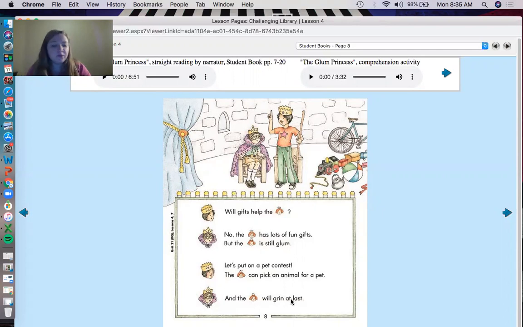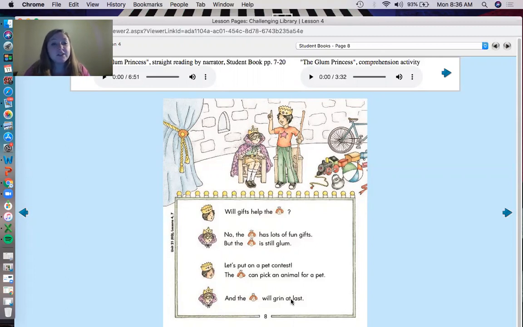So, how do the king and queen feel about the princess being sad and upset? How do they feel? They're worried. How do you know that they're worried or upset about the princess being sad and glum? You know they're worried because they keep talking about what they can do to cheer up the princess. Now, why does the queen think gifts will not make the princess cheer up? What's her reasoning behind not getting her a gift? That's right. The princess already has lots of fun gifts, but they do not make her happy. Does the queen think the pet contest will make the princess happy?